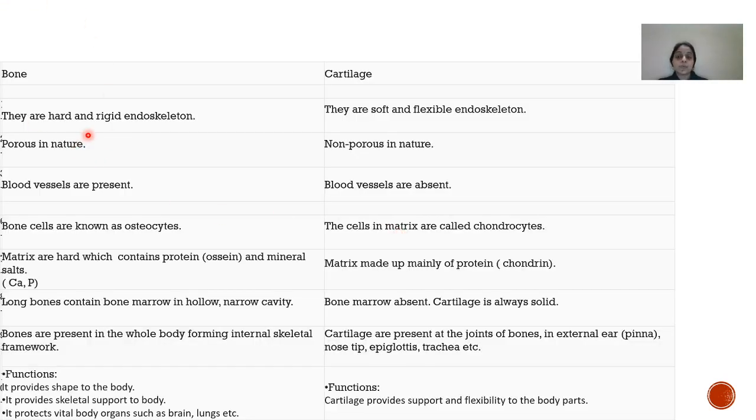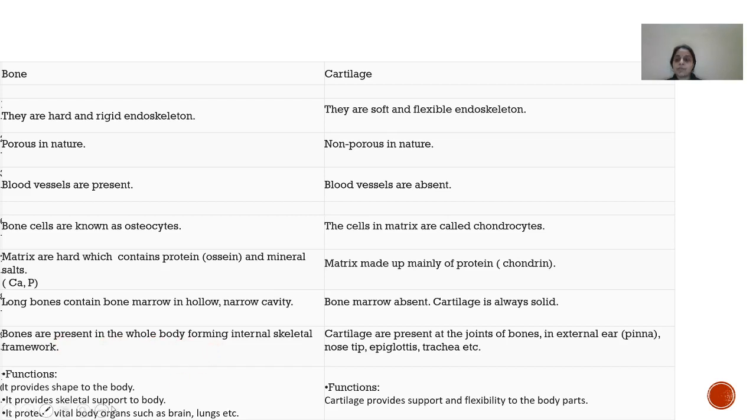Coming to bone, it is a very hard, rigid endoskeleton, porous in nature, and blood vessels are present. The bone cells are also known as osteocytes. The matrix is very hard, which contains a protein called ossein, and it has mineral salts made from calcium and potassium. The long bones contain bone marrow, which is hollow and they have a narrow cavity. The bones are present in the whole body forming the endoskeleton, a particular skeleton framework.